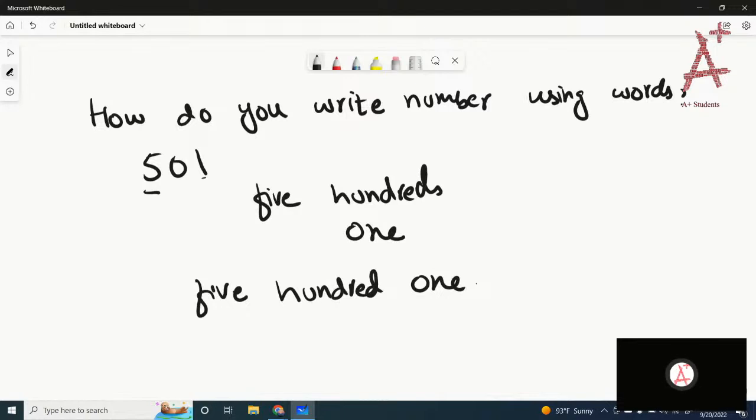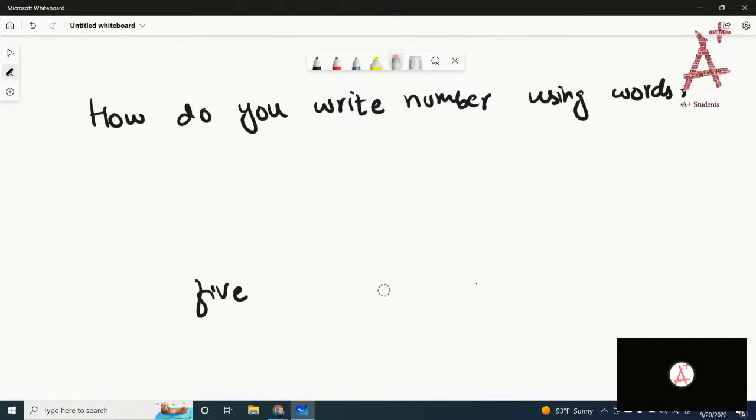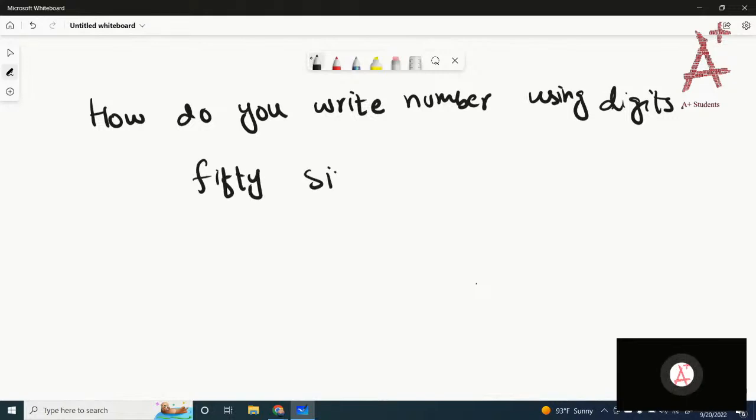Okay, then how do you write the number using the digits? The next one is how do you write the number using digits? Okay, 56. So write the tens digit 50. That means the digit that is at the tens place is 5, and the digit that is at the ones place is 6. So it makes 56 like this.